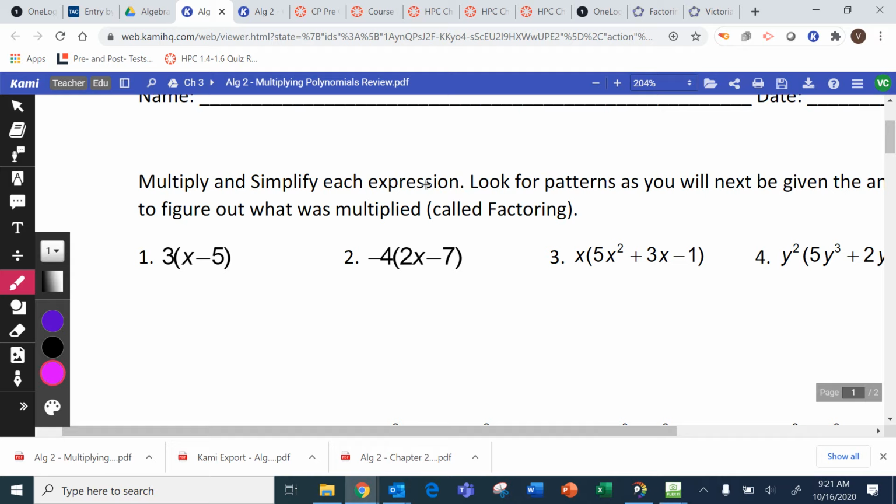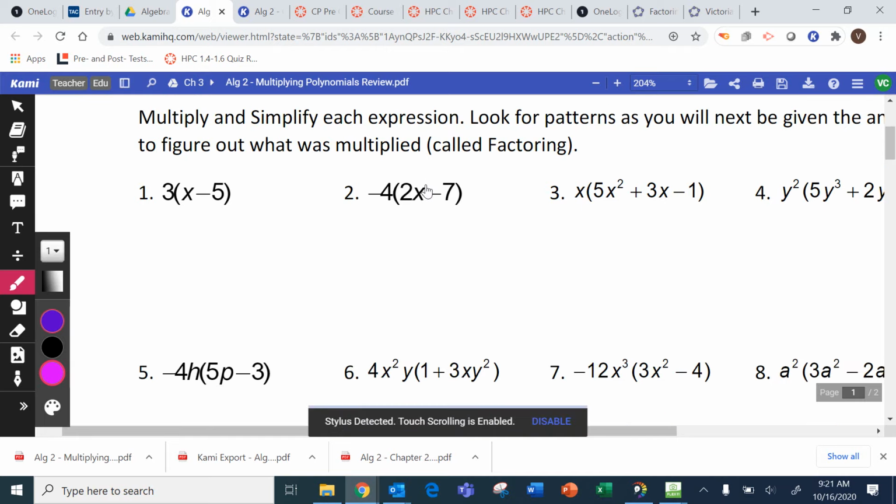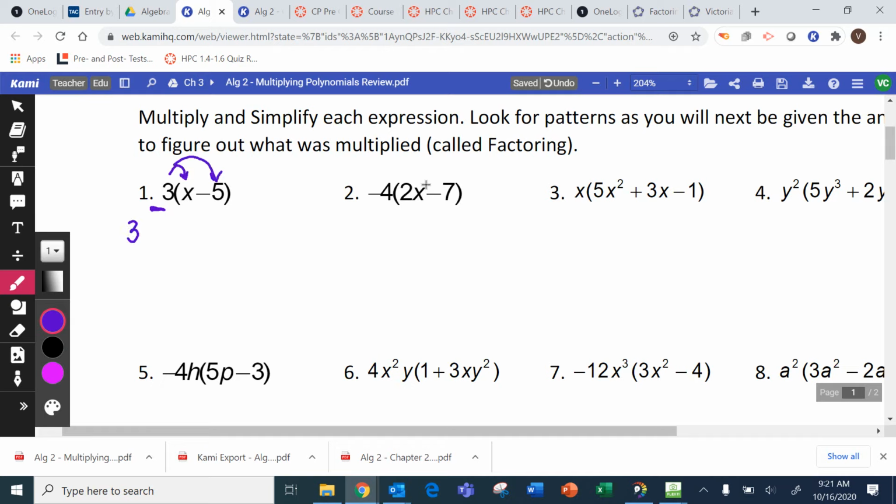So this is multiplying polynomials. This is a review from Algebra 1. So we use a property called the distributive property. And the distributive property says I have three groups of x minus 5. So how much do I have total? So we distribute to each term, 3 times x minus 3 times 5, and we get 3x minus 15.